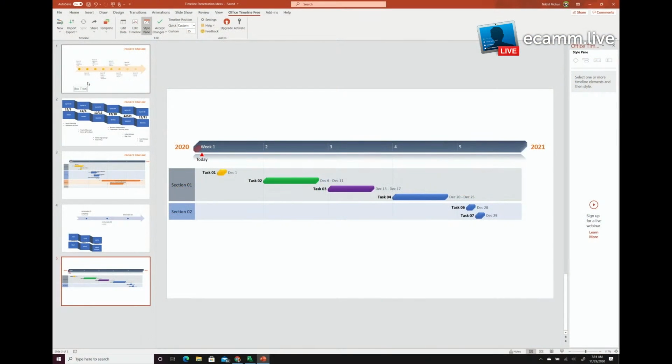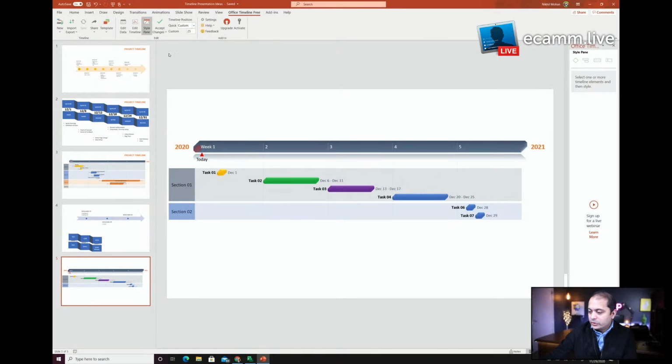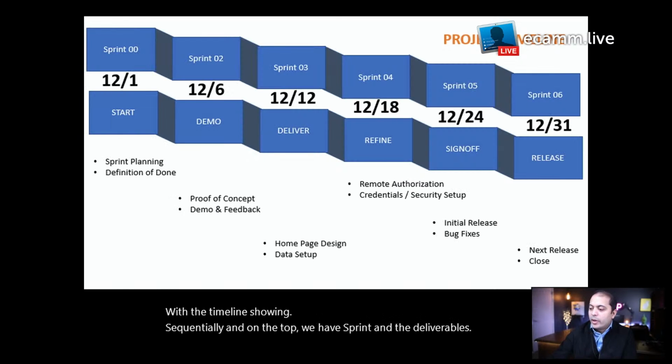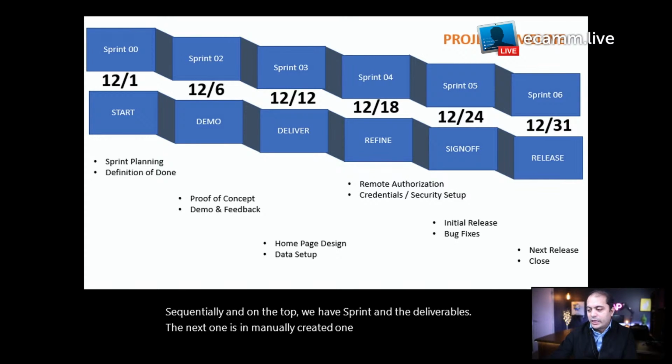So again, let's go back and see what our options are. If I look at the first option, this is a slide with the timeline showing sequentially, and on the top we have the sprint and the deliverables. The next one is a manually created one with just shapes, squares, and typing in the sprint name and the deliverables. And you have the bottom section, which is just bulleted text to call out any other critical items.